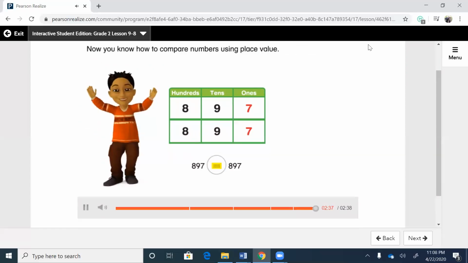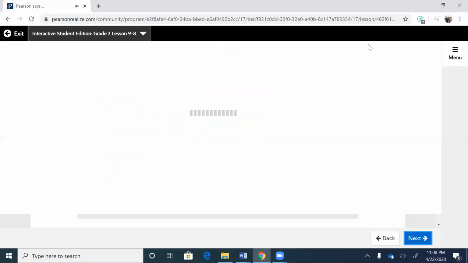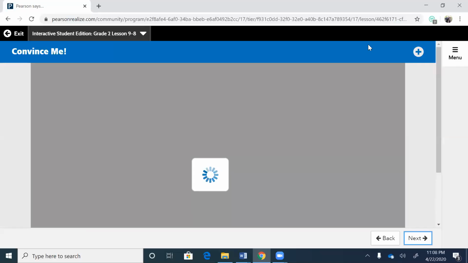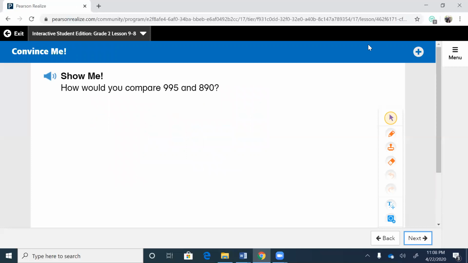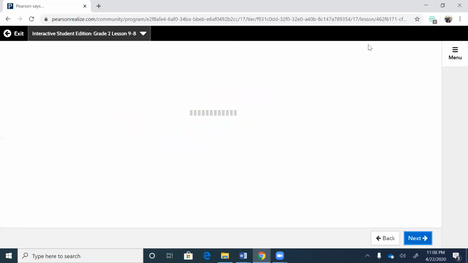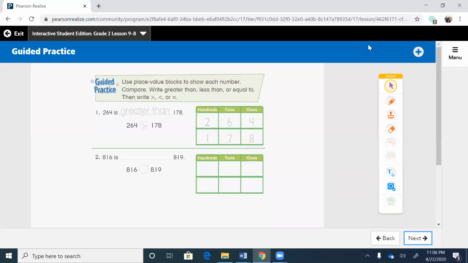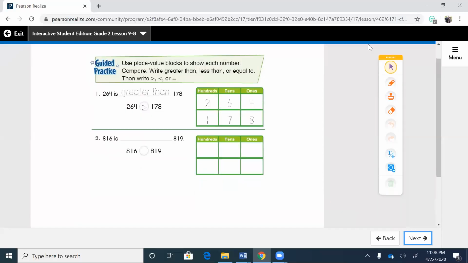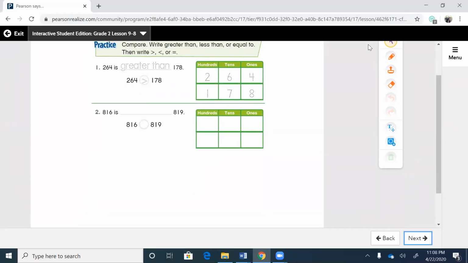Now, let's start practicing. All right, we'll do this one during our Zoom meeting. Here we go. The top one is done for us. I really like how they have the place value charts to help. So we're going to use it. The first thing you need to do is write the numbers.